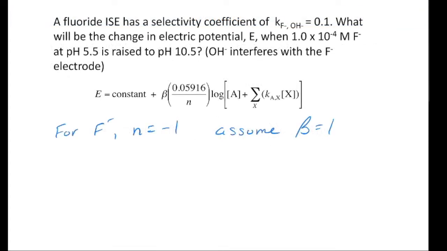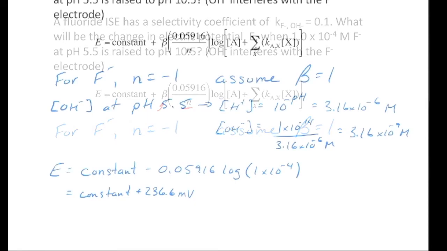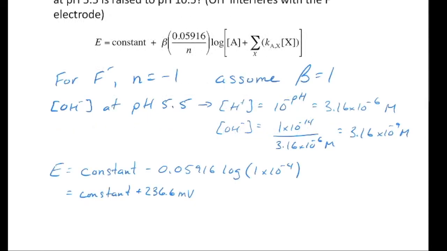So first thing we're going to do is to realize that for n, we have minus 1, because n is just the charge of the ion that we're interested in. And we're going to assume beta is 1. In most cases, it's going to be at least very close to 1, so whether it is 1 or close to 1 is not going to matter too much. Now what we need to do is figure out what the voltage of the ion selective electrode would be at a pH of 5.5. So we have to know how much OH minus is going to be in solution and how much that interferes with the electrode itself. So, the concentration of OH minus at pH 5.5.